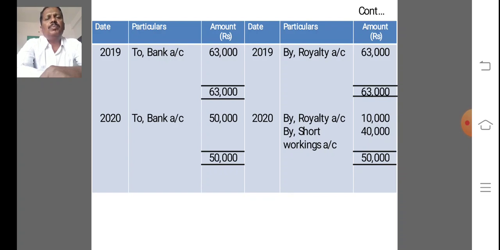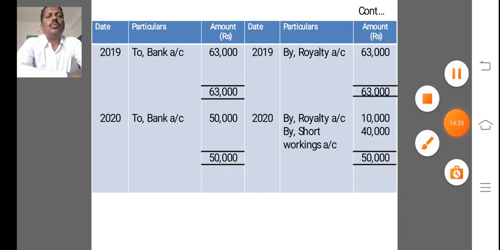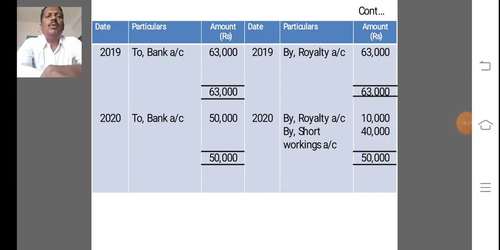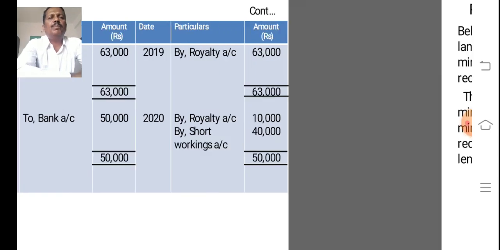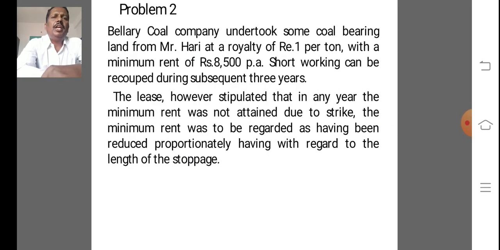And finally, in the year 2020, to bank account 50,000, by royalty account 10,000, by short workings account 40,000. So we take another problem.